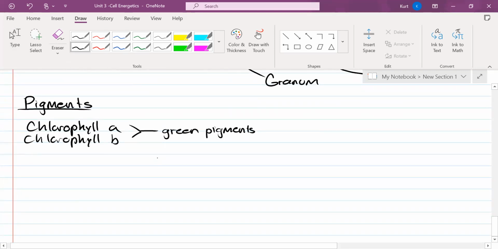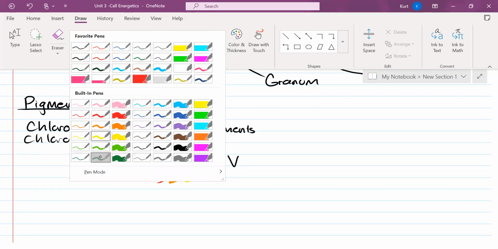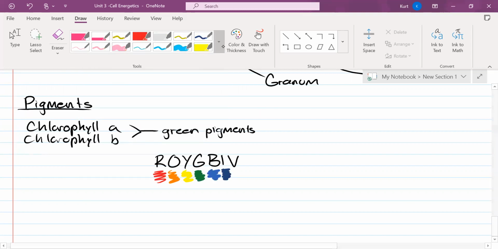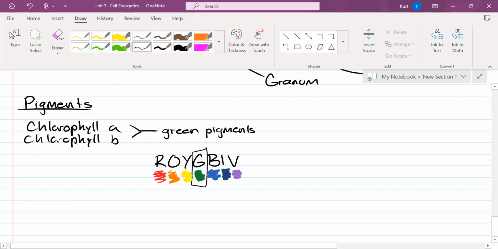So you should know that on the color spectrum we have ROY G BIV. Red, orange, yellow, green, blue, indigo, and violet. Plants are green because they don't absorb green. They reflect it. They also absorb some yellows, but mostly they absorb red, orange, yellow, blue, indigo, and violet. They reflect green, that is. That's why they appear green to us.